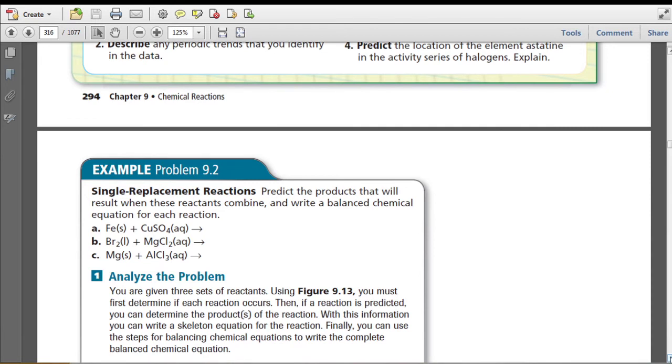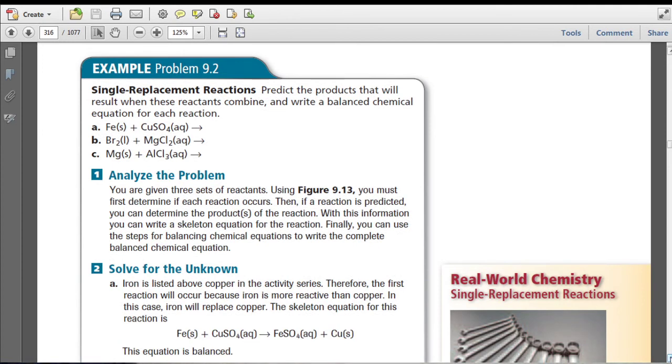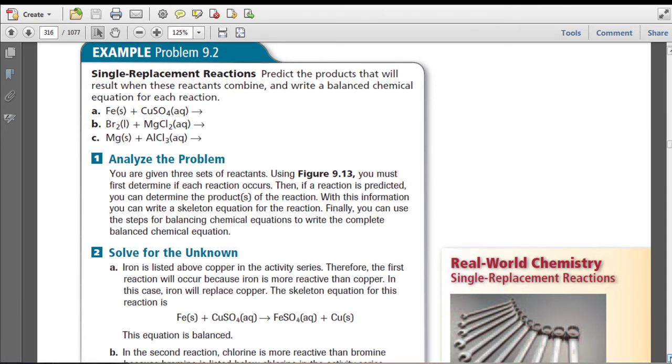Let's predict whether we would get a chemical reaction, what our products would be, and balance the following 3 equations. You're given 3 sets of reactants, and we have to use that activity series to predict if a reaction would occur. And if a reaction is predicted, you can determine the products of the reaction.